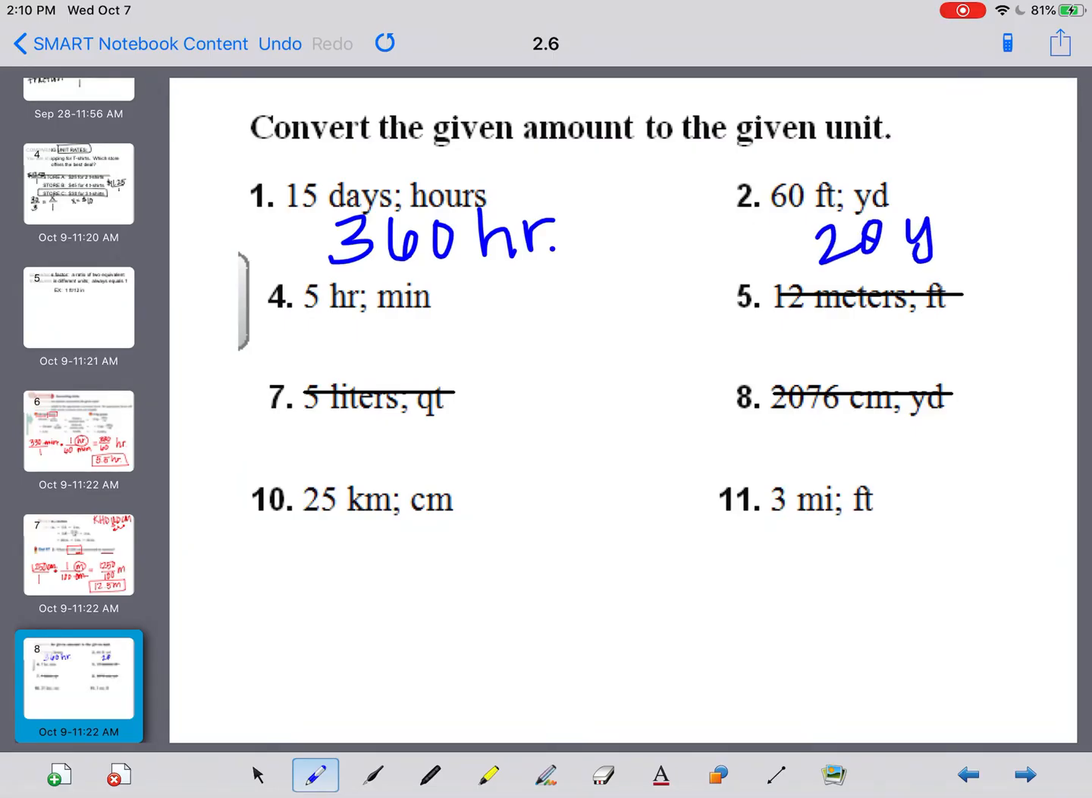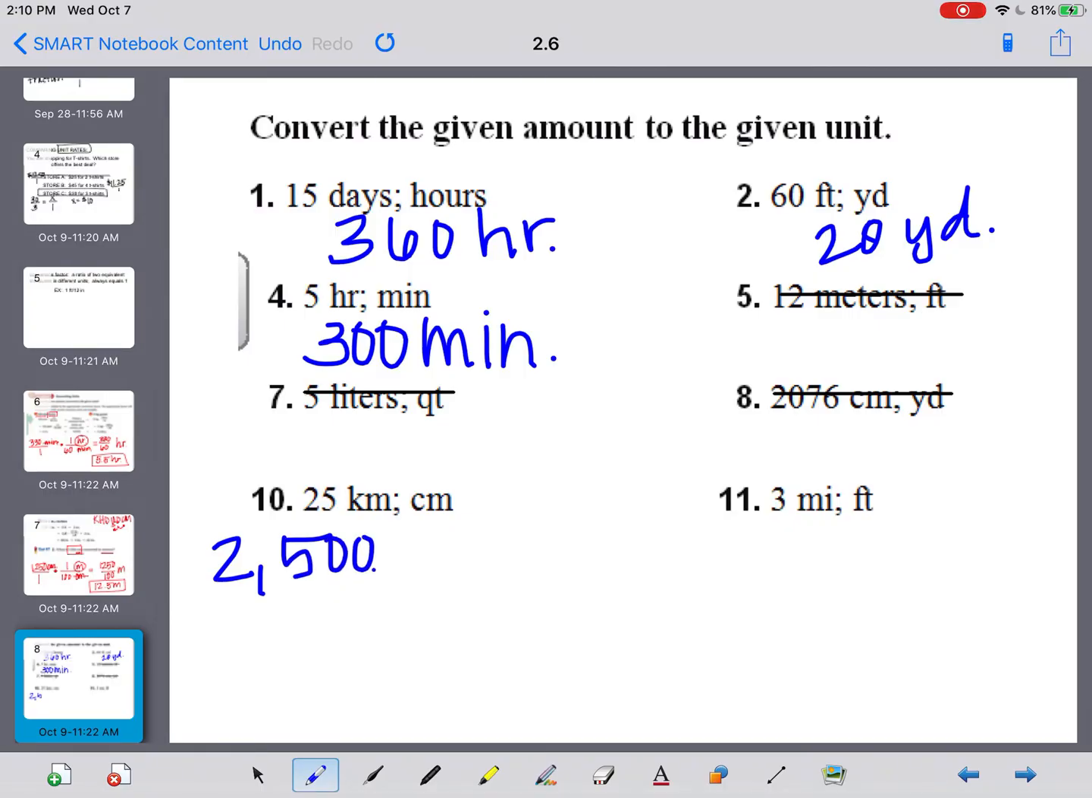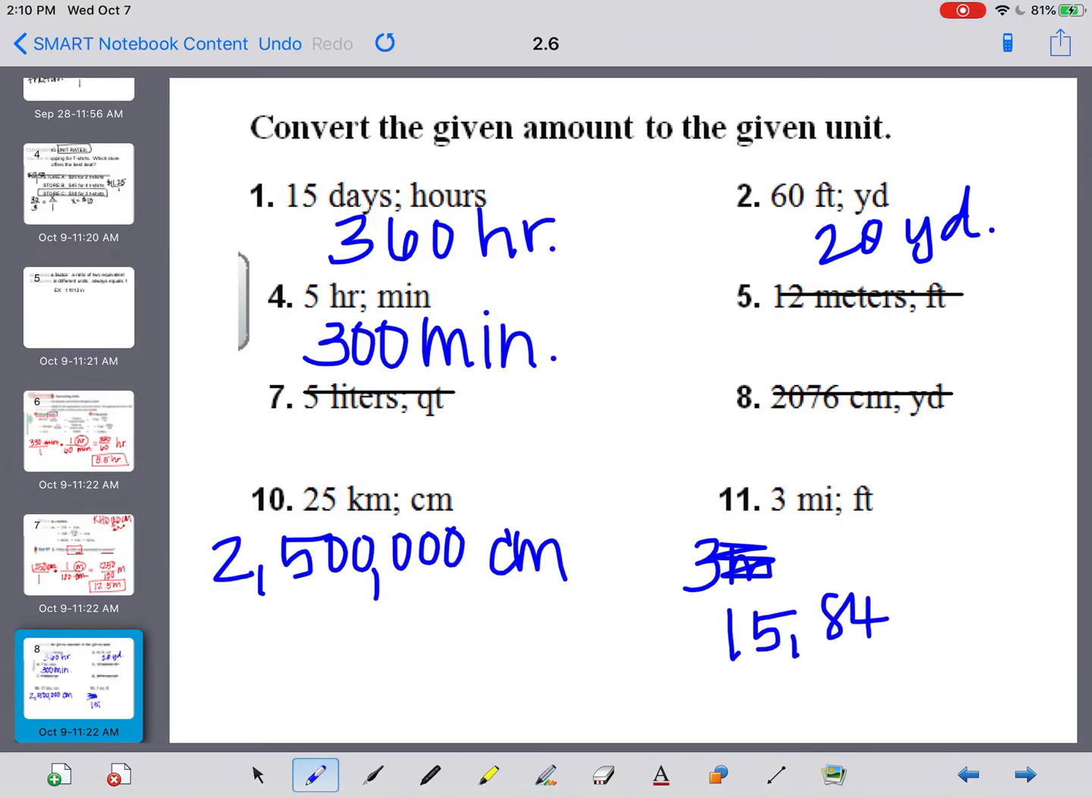15 days is actually 360 hours. 60 feet is the same as 20 yards. 5 hours is really 300 minutes. 25 kilometers is 2,500,000 centimeters. And 3 miles is really 15,840 feet.